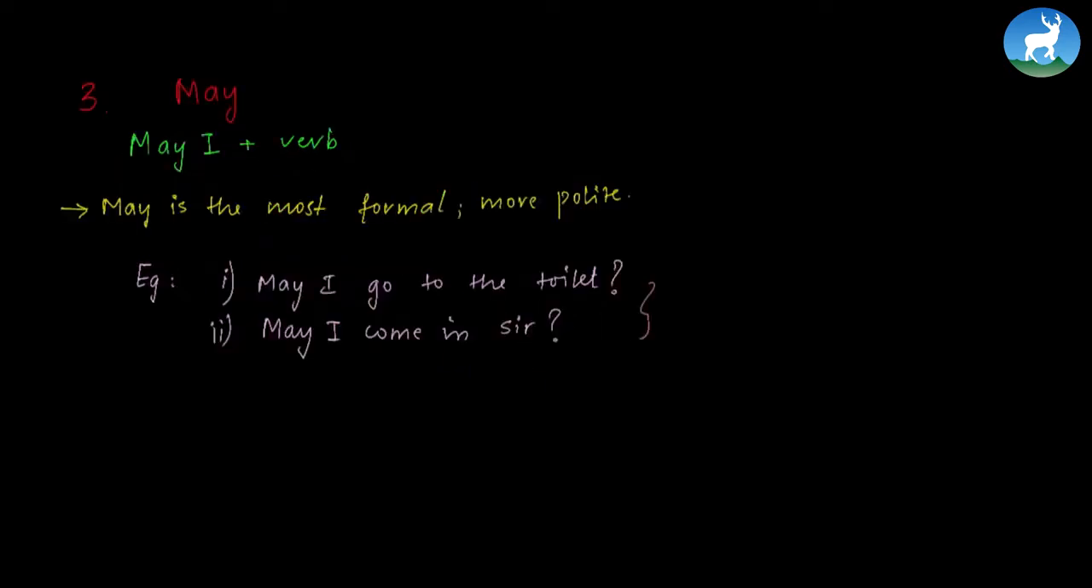So another structure was by using "may". "May I" plus verb. This "may" is the most formal. It's very formal. So "may I go to the toilet?" "May I come in, sir?" These are usually very commonly used in our daily lives at school. So we're being very formal with our teacher. That's why we are using the sentence structure starting with "may". May I go to the toilet, sir?